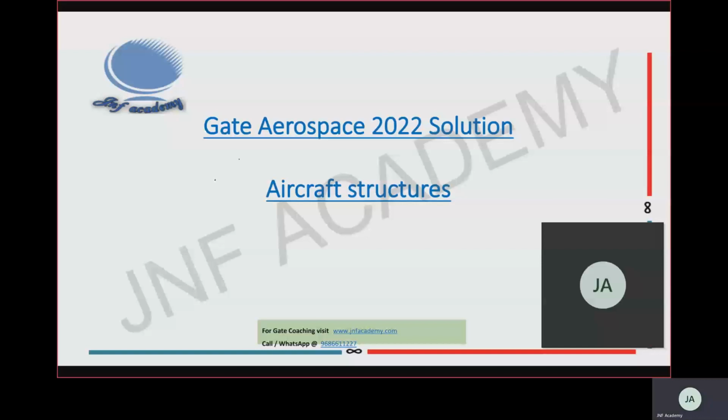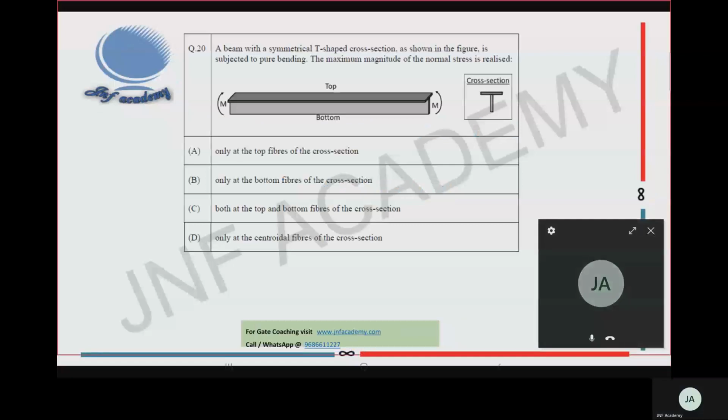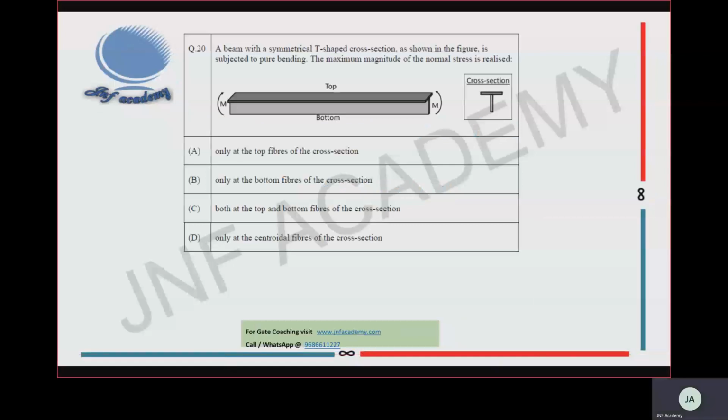Today we are going to see the GATE Aerospace 2022 solution on aircraft structures subject. So first we will start from one more question. Yeah, sixth question. A beam is having a T cross section throughout the length, which is subjected to only pure bending. So here they are asking you to find out the maximum magnitude of normal stress.